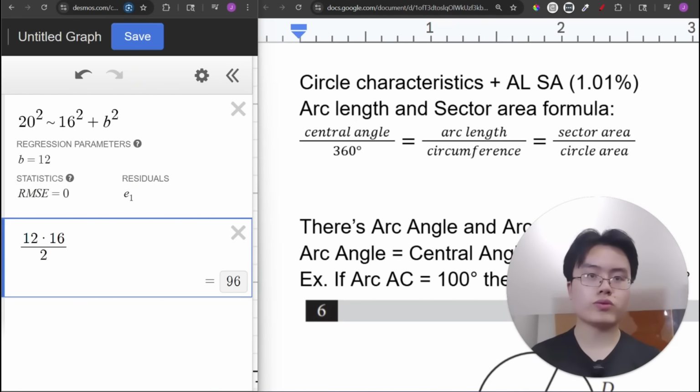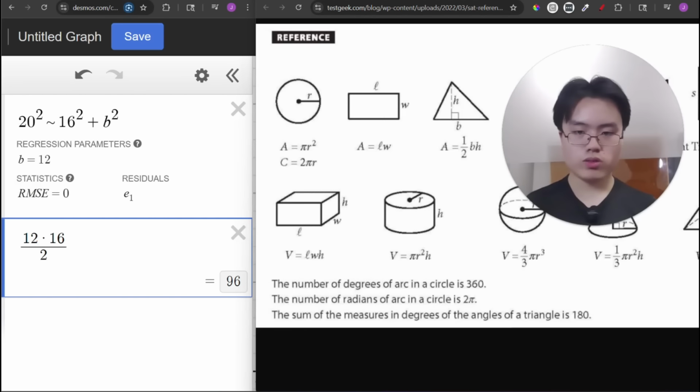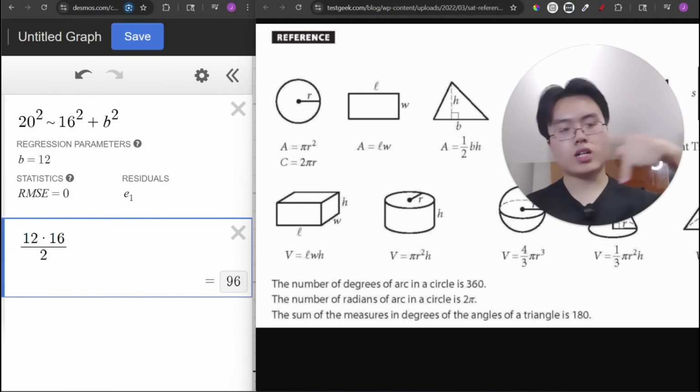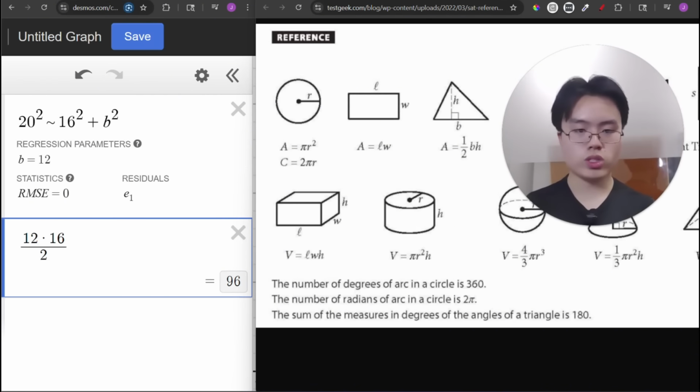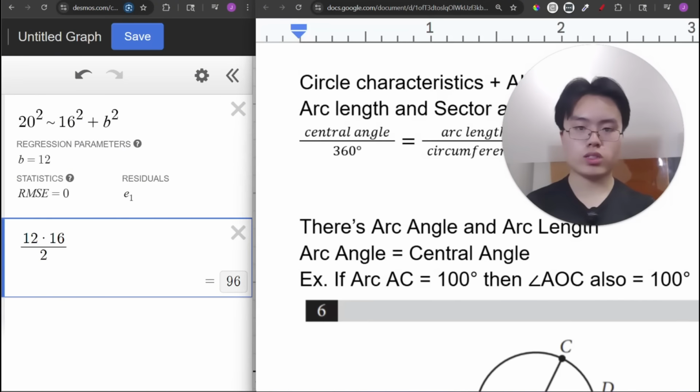If you don't know, it's also in the reference sheet. It really tells you here. The number of degrees of arc in a circle is 360. The number of radians in a circle is 2 pi. But basically, the entire angle of a circle adds up to 360 degrees. So that's where the 360 comes from.